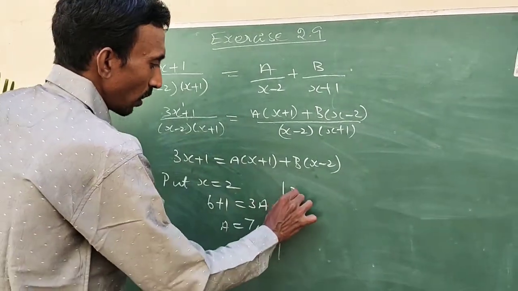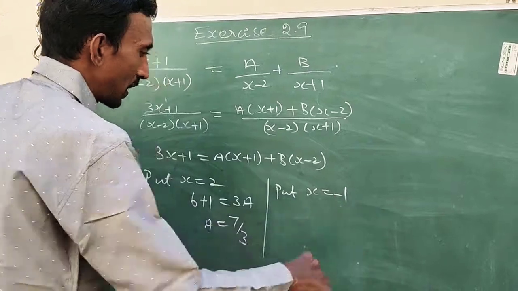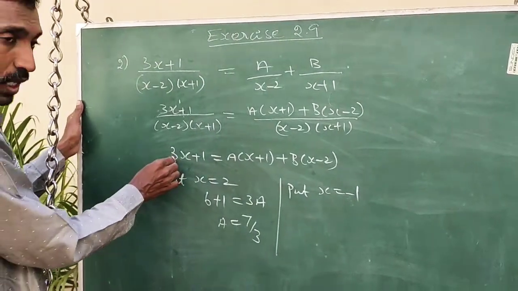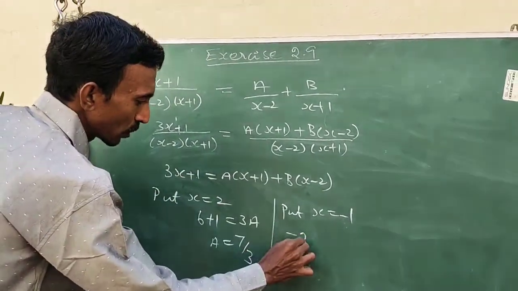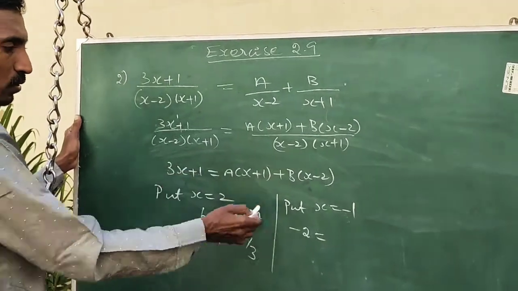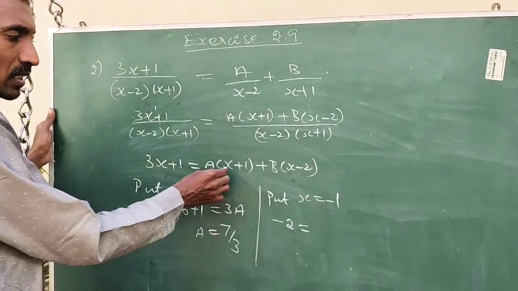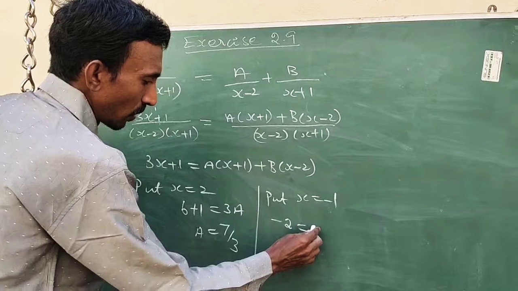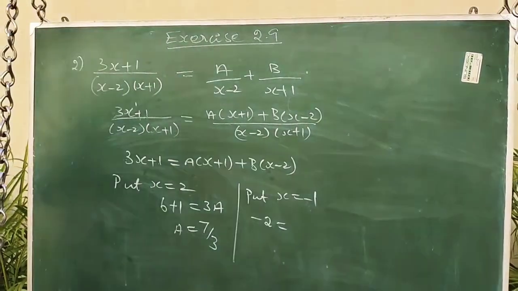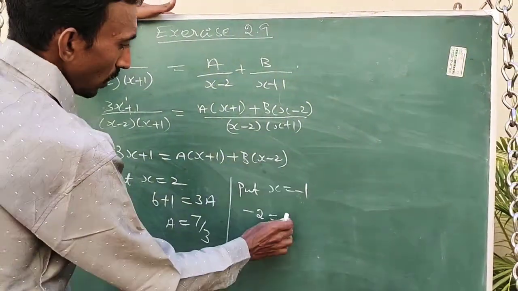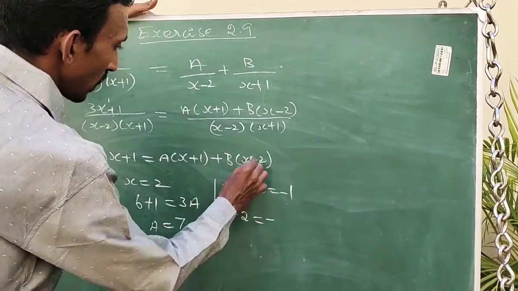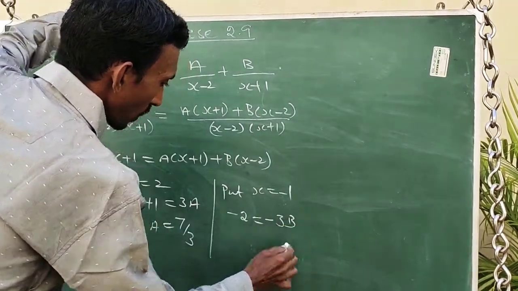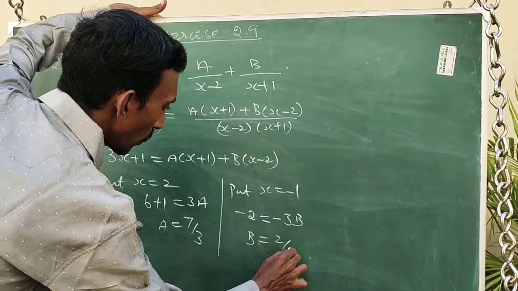Similarly, put x equal to minus 1. So minus 3 plus 1, minus 2. Okay. So it's 0. So x equal to minus 1, so minus 3b. So b equal to 2 by 3.